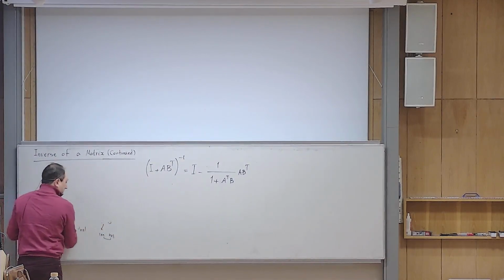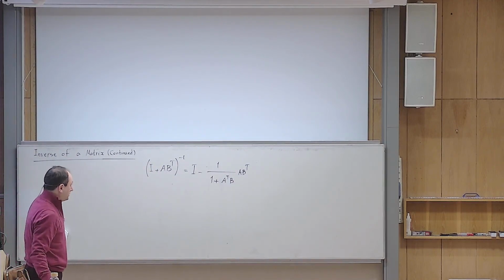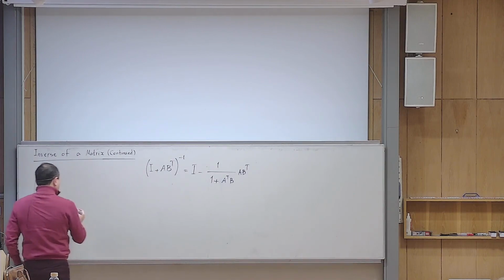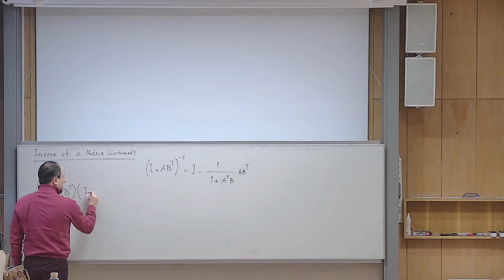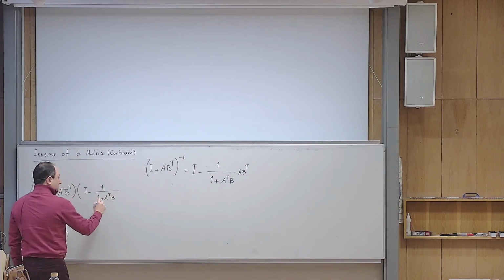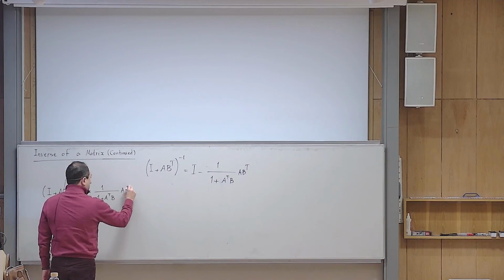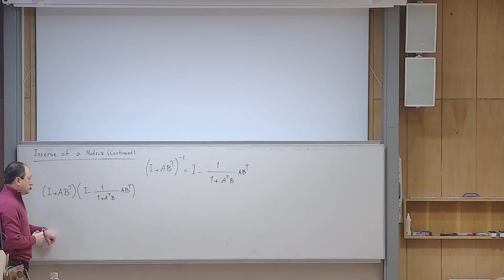Okay, so let me start and then probably ask your opinion about it. So first, for proving this, I start with my matrix and I multiply it by the proposed inverse. Yes, A, B transpose. And I try to do this multiplication according to the rules of matrix algebra and convince myself that at the end it becomes the identity matrix.